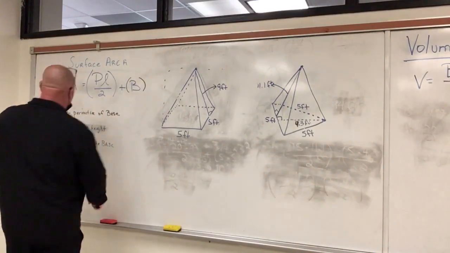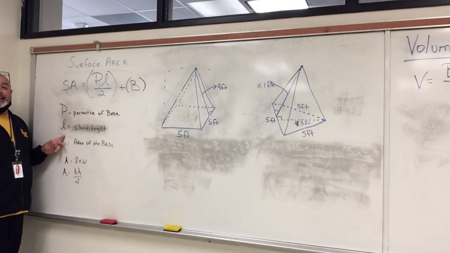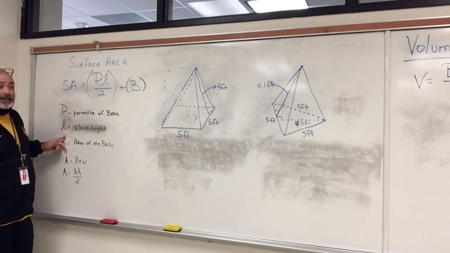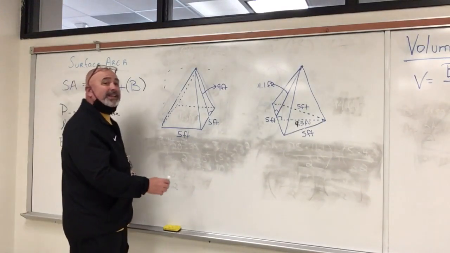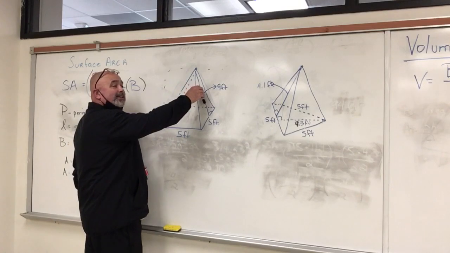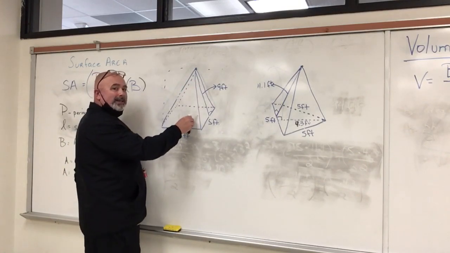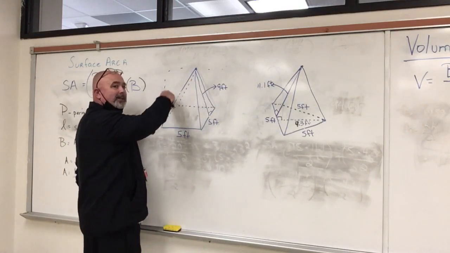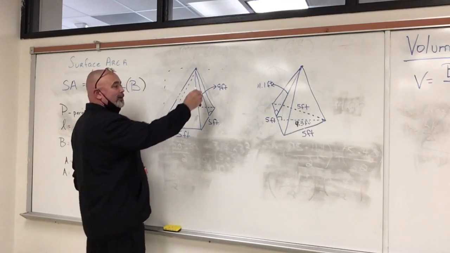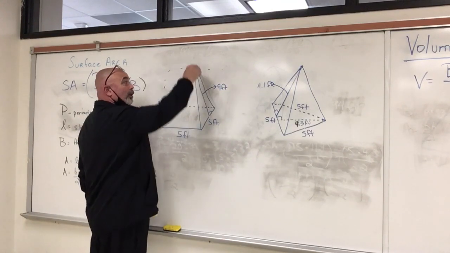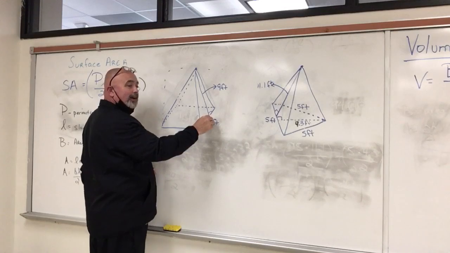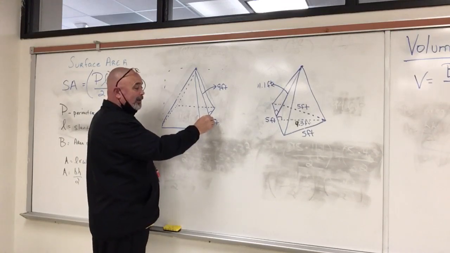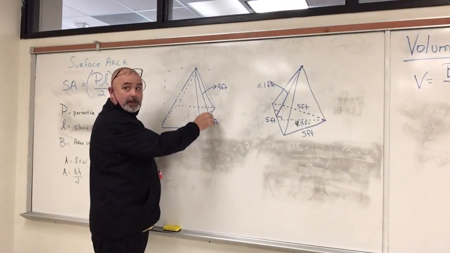Next thing is you have l, which is the slant height. Some of you are getting that confused with the height. The slant height is on the side. It's on one of the faces, not the bottom. It's not the base. It's on one of the faces that are other than the base. So it's on the side. It goes from the apex straight down to the base. Okay? On the side. Yes?